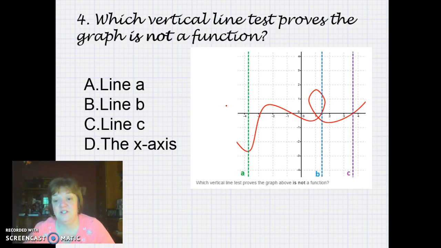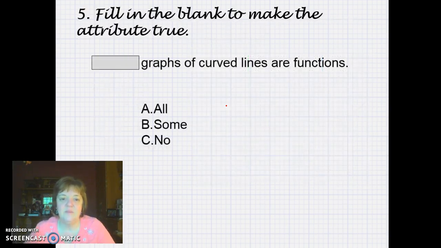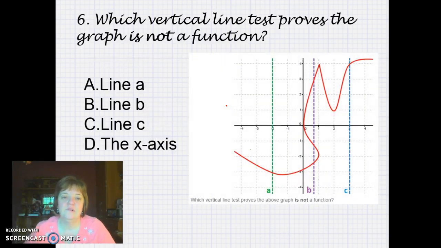All right, question for you. This is definitely not a function. I'm just telling you. But which of those, the green one, A, B, or C, which of those vertical lines test, prove it's not a function? Okay, so fill in the blank. To make this true, blank graphs of curved lines are functions. How many? All of them? Maybe. Some? None? Which vertical line test proves the graph is not a function? You can do this.